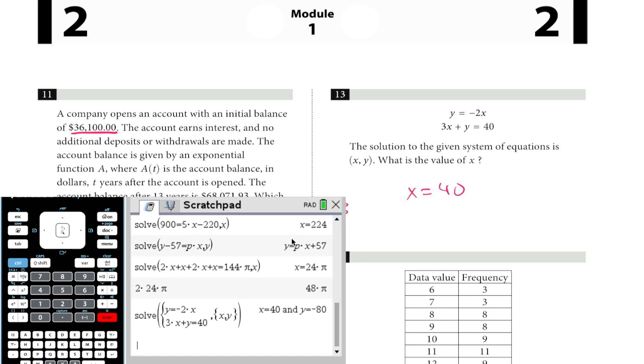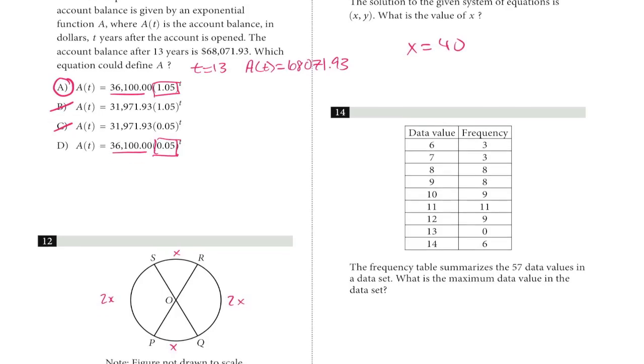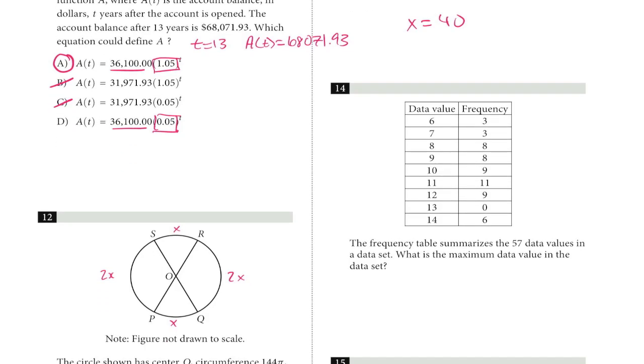So moving on to number 14. It says the frequency table summarizes the 57 data values in a data set. What is the maximum data value in the data set? So this question's not asking what is the most frequent number. They're asking which data value, so the left-hand column are data values, is the maximum, so is the largest. So just what number is the largest that shows up? 14.